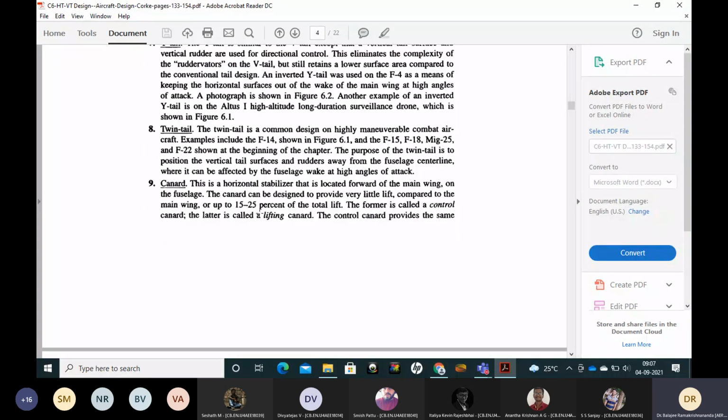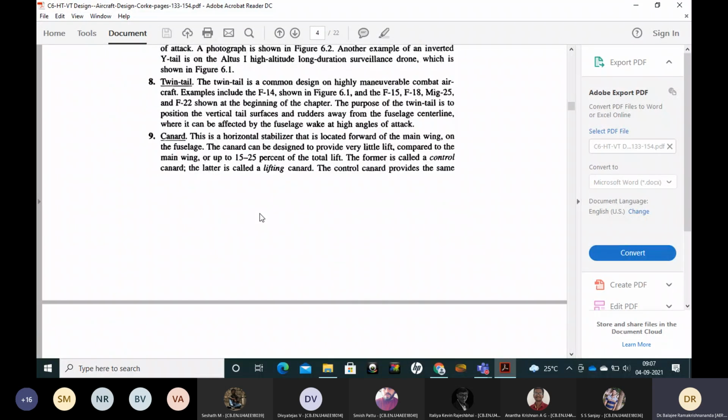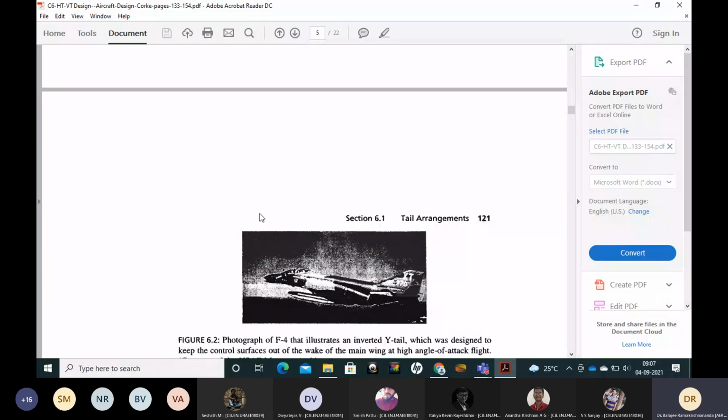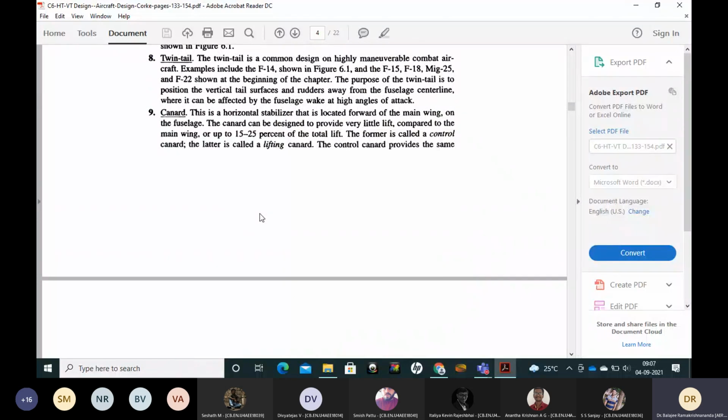Then canard, of course. The tail is in front of the wing. That is, you are talking only of the horizontal tail here. So the canard can have two configurations: control canard and lifting canard. If the tail produces very little lift and is a large distance away from the AC, it will basically provide a moment to counter the wing moment. That is called a control canard, mainly used for control.